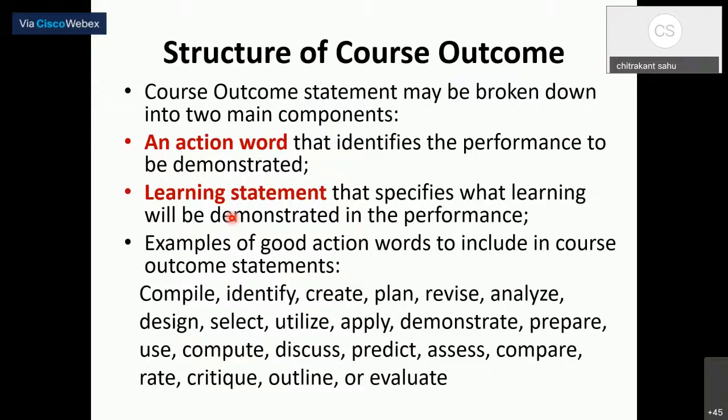So this is the structure of a course outcome, what is expected, how it should be written. So it should have an action word that identifies the performance to be demonstrated. So what performance is expected, then it has to be an action word. Then we should have a learning statement also. Okay, so learning statements that specify what learning will be demonstrated in the performance. Okay, these are some examples of good action verbs: compile, identify, create, plan, revise, analyze. So all these things we can borrow from the Bloom's taxonomy.